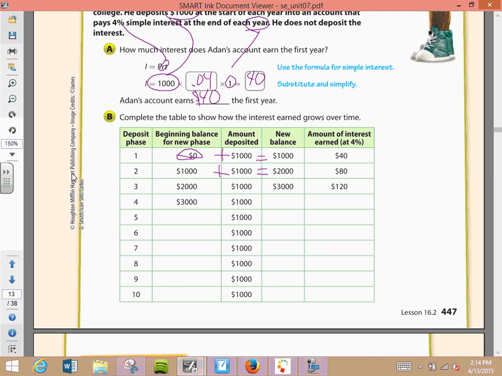Then again, you start with $2,000 now, and then you add another $1,000 because you're adding every year. Now you have $3,000, which is in your third year. By that third year, you have already earned $120 on interest only. You have not added the interest on the side to the equation. Now we have $3,000. We had $1,000. What do we have here? $4,000. 160. How do you figure that out?